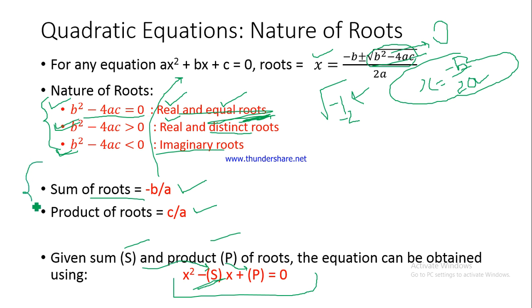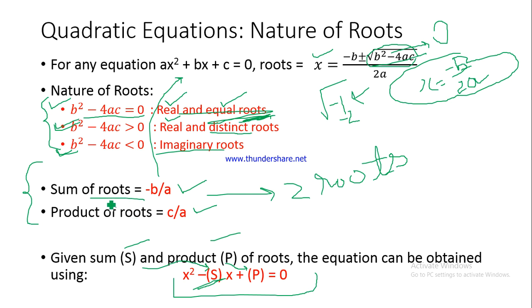Likewise, by looking at the equation, you can find out the sum of the roots and the product of the roots, and then you can use this information to find out the two roots. So how do you find the roots? That we are not going to discuss today, but you can easily find out the two roots when you have the sum of the roots and the product of the roots.